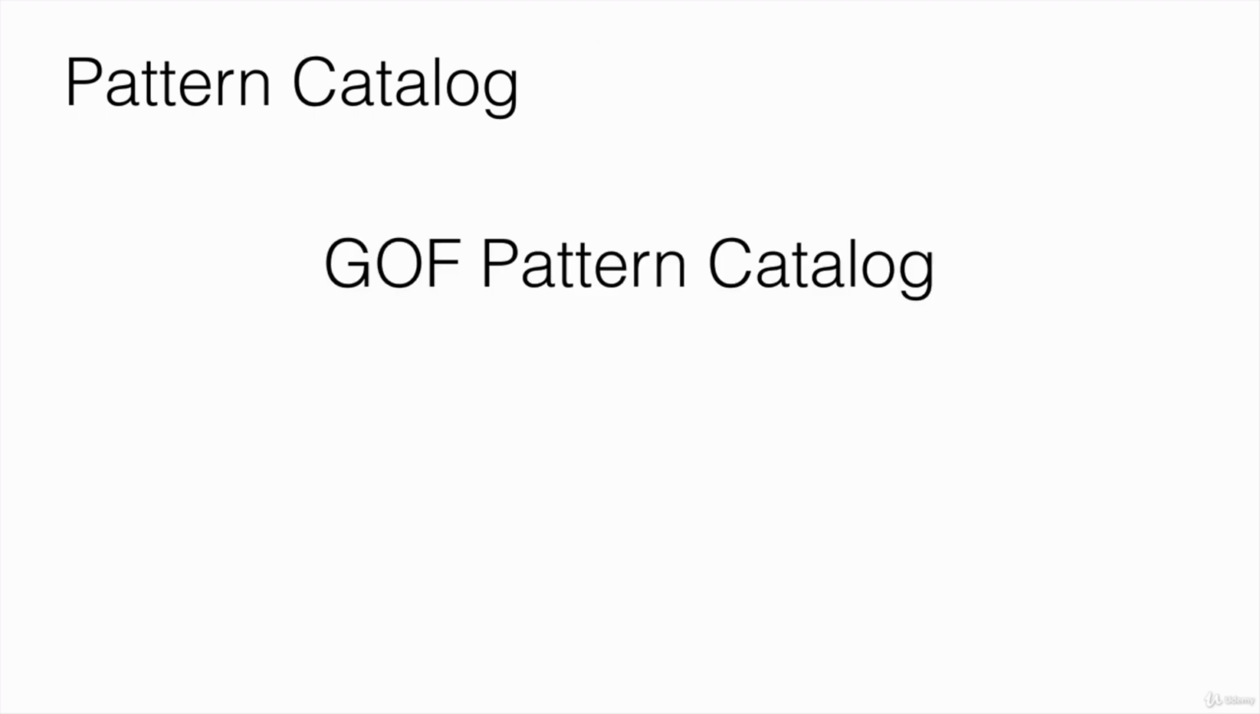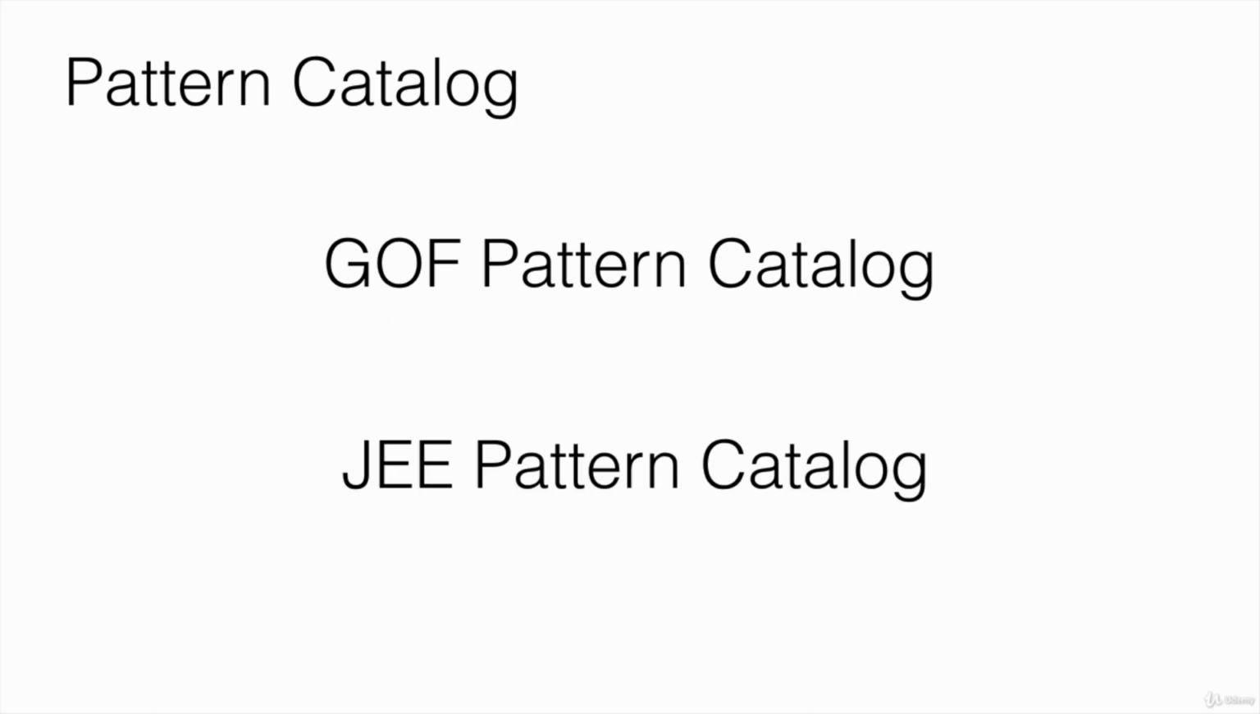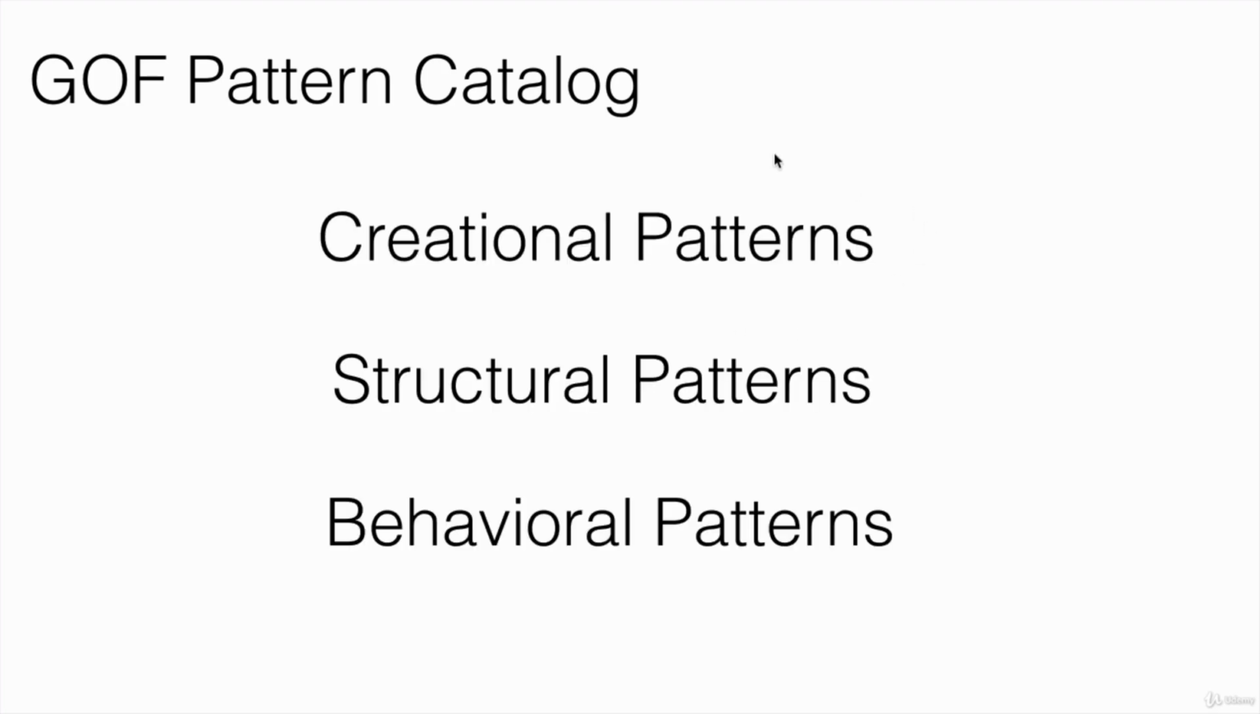Based on the nature of a problem a particular design pattern solves, patterns can be categorized into multiple groups or pattern catalogs. The two main pattern catalogs in the Java world are the GOF pattern catalog, the Gang of Four pattern catalog, and the Java EE pattern catalog, which is very specific to the Java enterprise application development space.